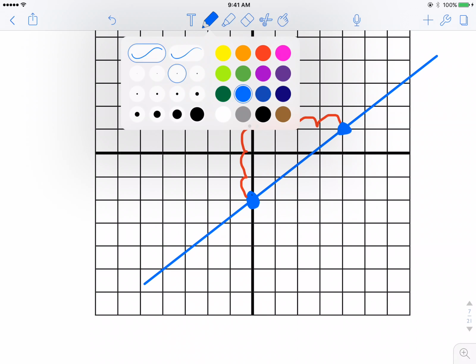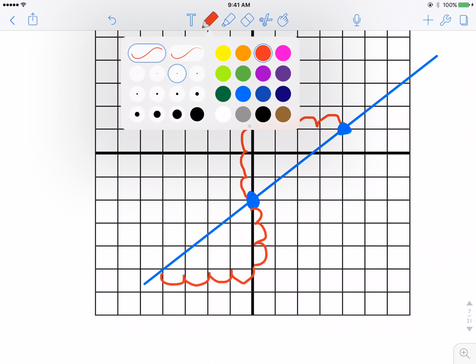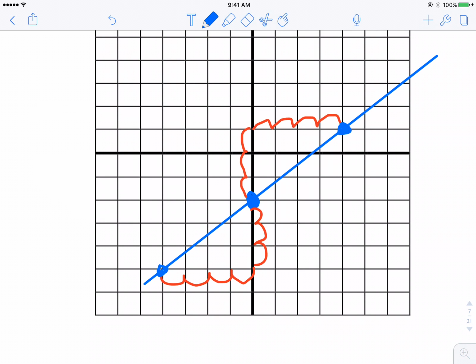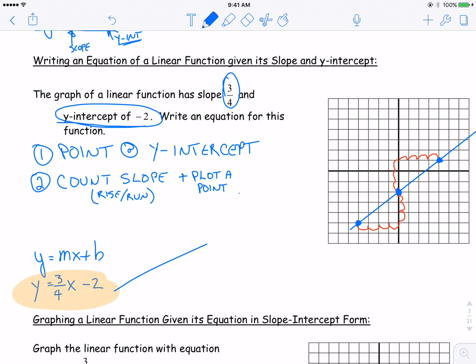Now, look what else you could do. If I'm counting up 3 and to the right 4, I could reverse that and count down 3 to the left 4. Oh, I wanted to draw a straight line. Down 3, 1, 2, 3, and over 4, 1, 2, 3, 4 the other way. This would give me another point on the line. That's how easy it is to graph an equation when you're given the slope-intercept form.